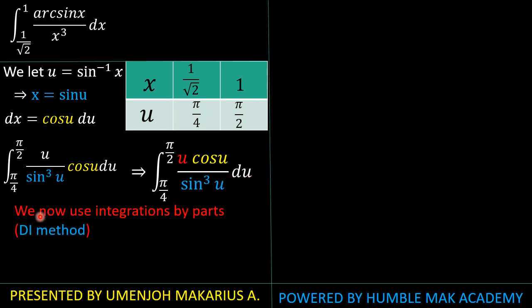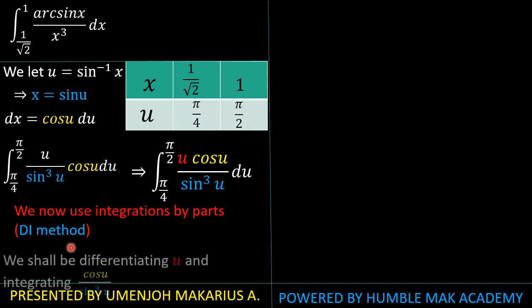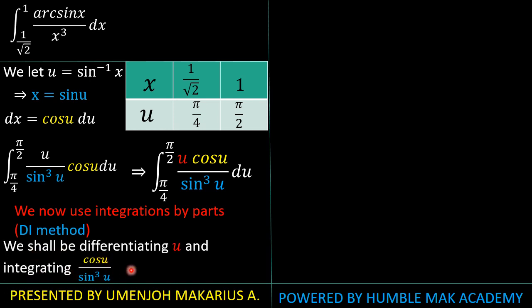So friends, at this point in time now, we are going to be using the integration by parts, and we are going to use the DI method. That's the shortest method. That's the shortest summary of the integration by parts method. You see that, guys, it's going to work out so nicely. Great. And we are going to be differentiating u and integrating cos u over sine cube of u.